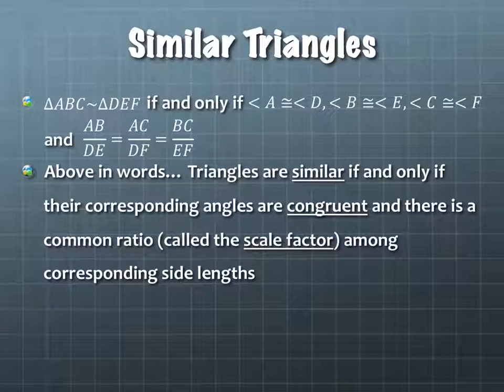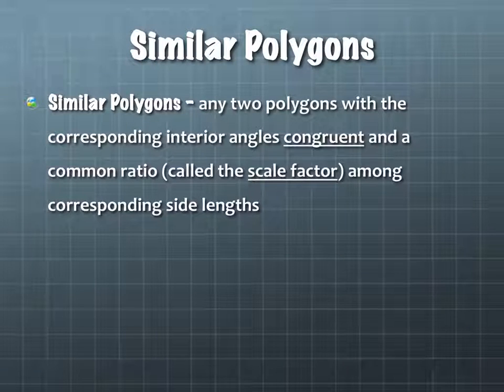Now, similar polygons have the same overarching feature. They have corresponding interior angles congruent and a common ratio called the scale factor among corresponding side lengths. So it's the same definition. You just have more angles or more corresponding side lengths to be dealing with. That's the only difference.